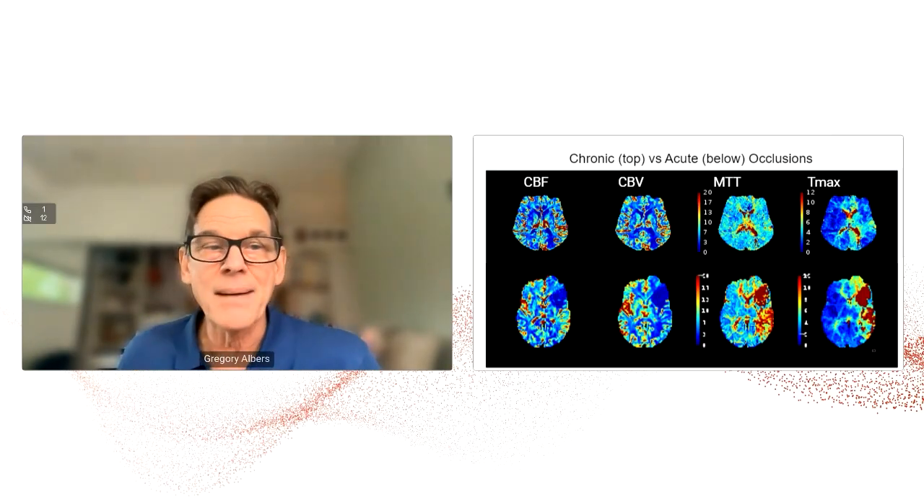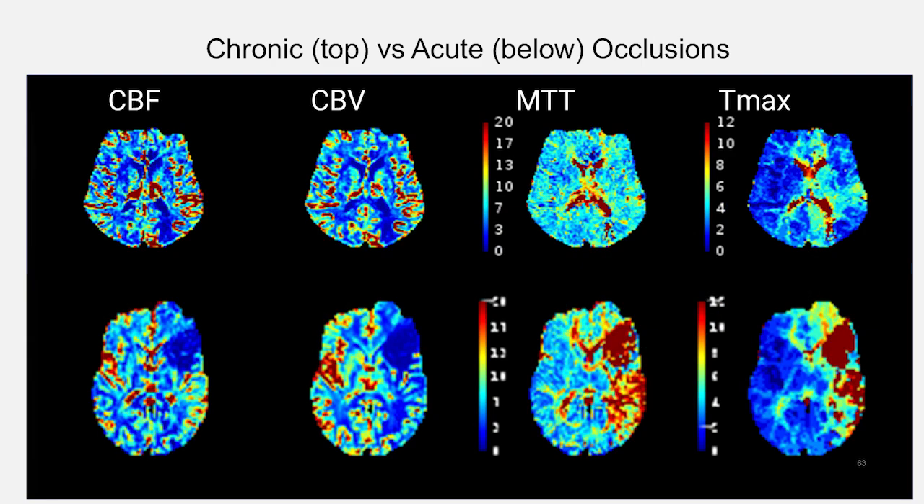So in the top, what we're going to see is somebody with a chronic occlusion of the carotid. They still have a Tmax delay. It may even be 6 seconds in some areas, but you can see the MTT, the mean transit time, which is again that capillary transit time, is normal. So they have compensated for this. This does not happen immediately in an acute stroke setting.